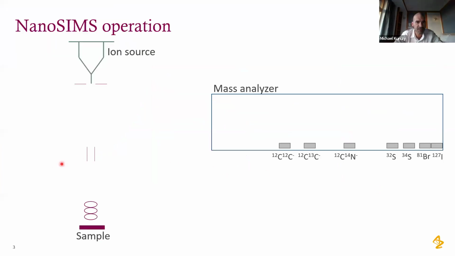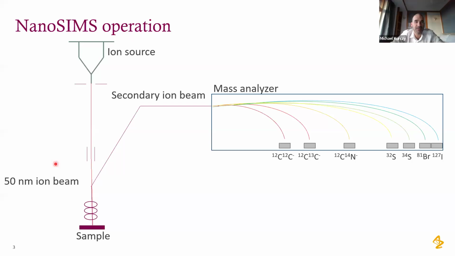This is just a schematic of the nanosims and how it works. We have an ion source, which generates a primary ion beam, and we focus this really small, down to 50 nanometers. Then we raster that beam across the sample's surface. The sample we use is like a TEM section, a very, very thin piece of embedded cell or tissue, which has been prepared for electron microscopy.